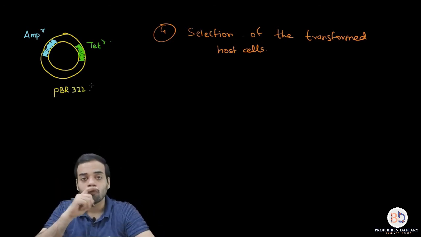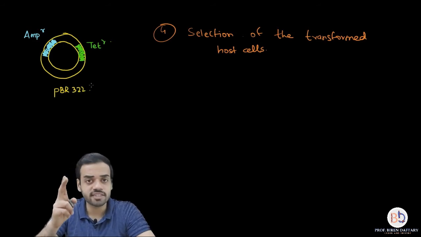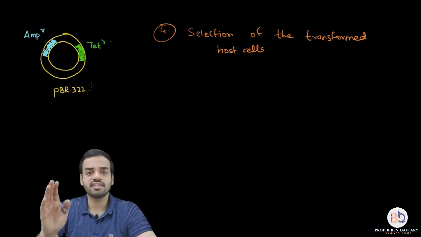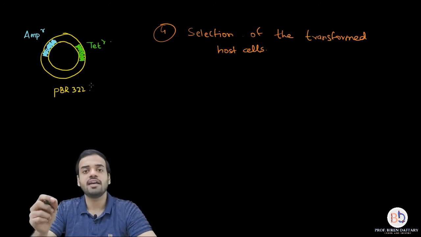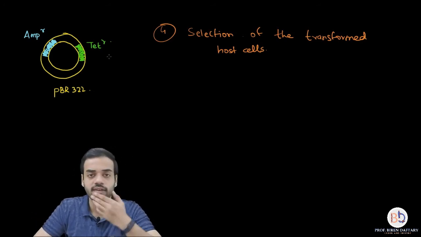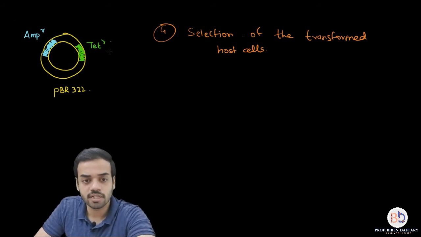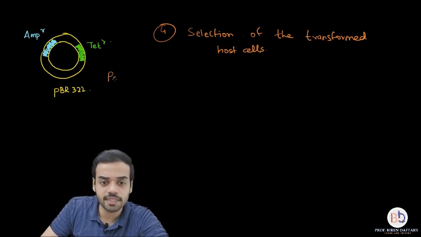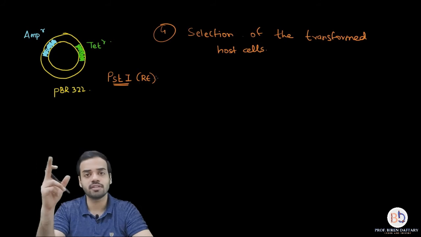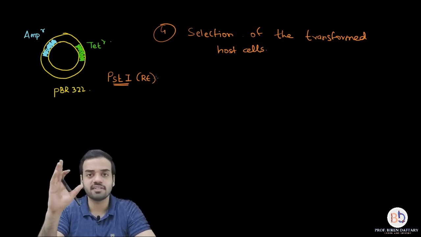Okay, so this is the PBR322 vector. Now in the second step, we used a restriction enzyme to cut the vector so that we could put the foreign DNA, or the passenger DNA, inside it, right? Now just imagine that I have used the restriction enzyme called PST1. I will write down the name over here. The name of the enzyme used is PST1. This is the restriction enzyme that I have used to cut the vector, and I used this same restriction enzyme in the first step to cut the DNA and get the desired gene.